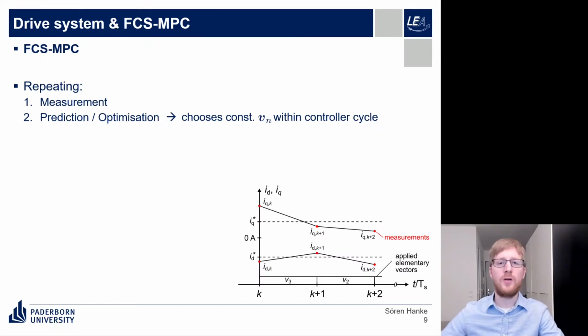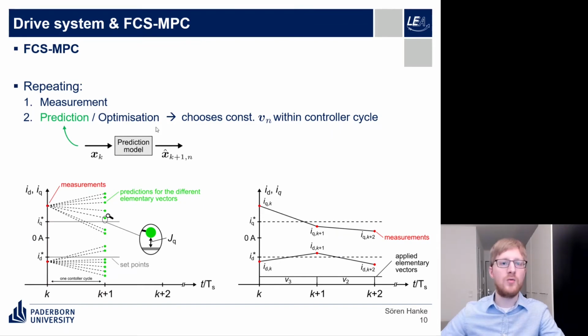Before discussing how to extract models that should be used in a predictive controller, let us have a look at the controller itself. The principle of the finite control set model predictive control is to choose an appropriate elementary voltage vector and keep this vector constantly applied to the motor for one controller cycle. To decide which vector might be the best one, you need to predict the behavior with a prediction model for all vectors.